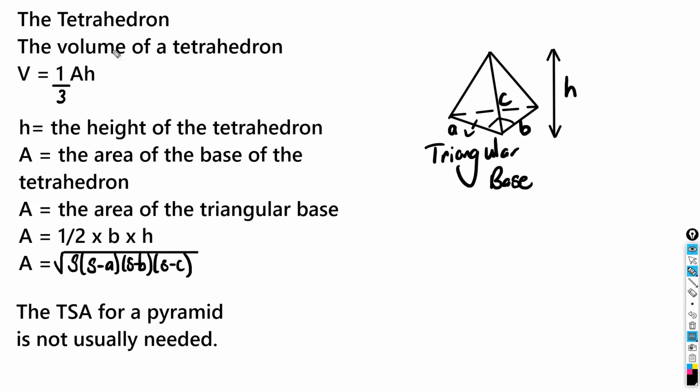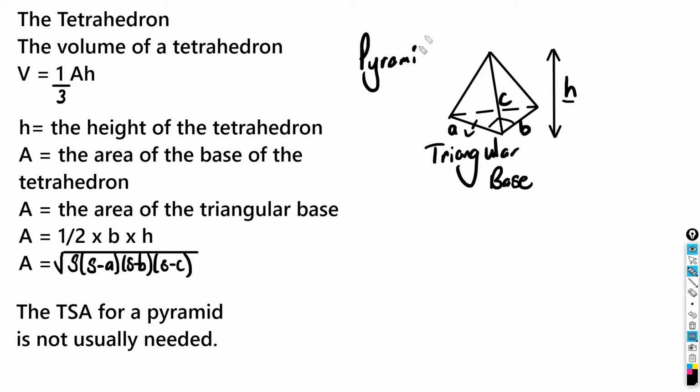Tetrahedron, right? And the volume of a tetrahedron is equal to 1 over 3 times A times H, where H is equal to the height of the tetrahedron. You notice this is the height here, the height of this little small pyramid, and A is equal to the base of the tetrahedron. Now the tetrahedron, guys, it's a pyramid, okay?